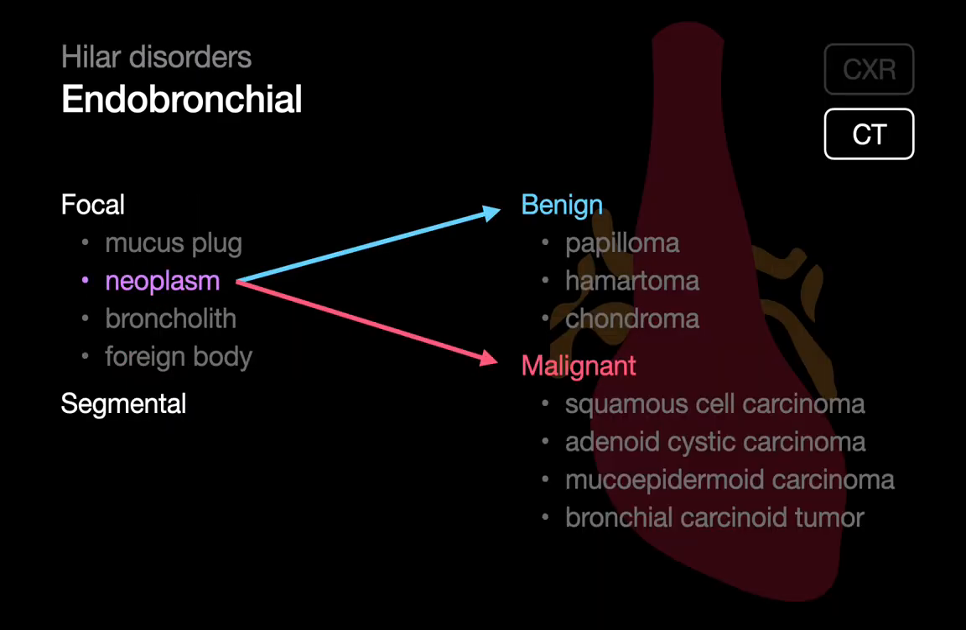Endobronchial neoplasms are another focal endobronchial disorder. Some are benign, like endobronchial papillomas and hamartomas. Chondromas are also benign, but much more rare. Some other endobronchial neoplasms are malignant. We encountered three of these malignant neoplasms during our tracheal talk, and there's a fourth one on this list that's more particular to bronchi, not trachea. Those are bronchial carcinoids.